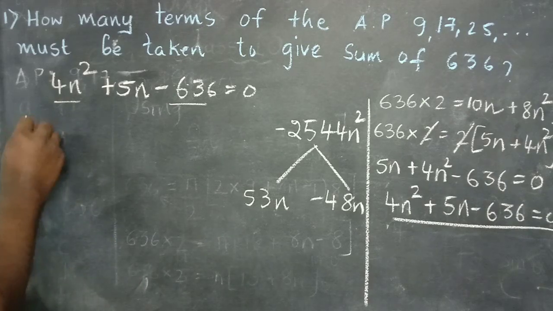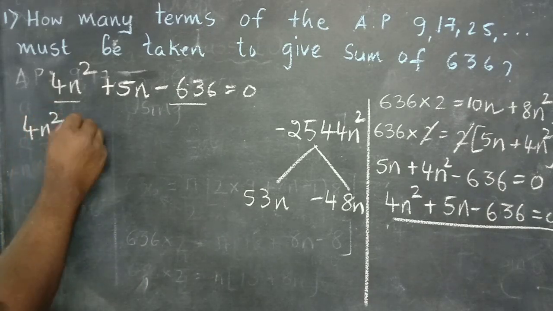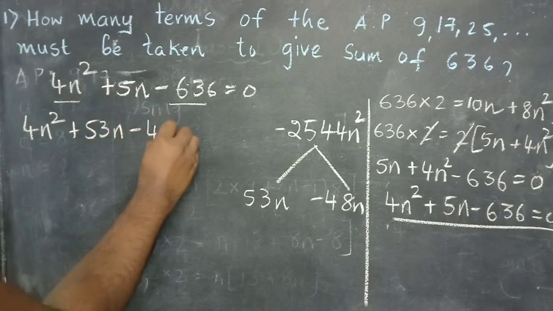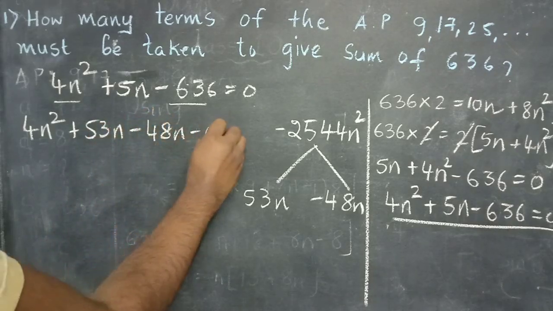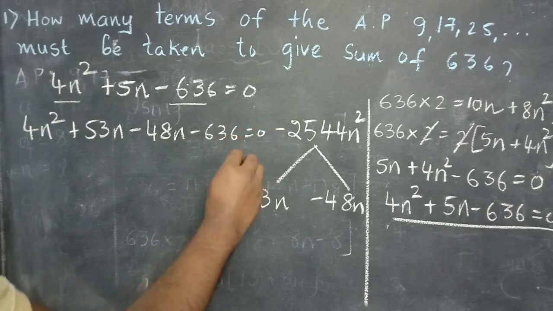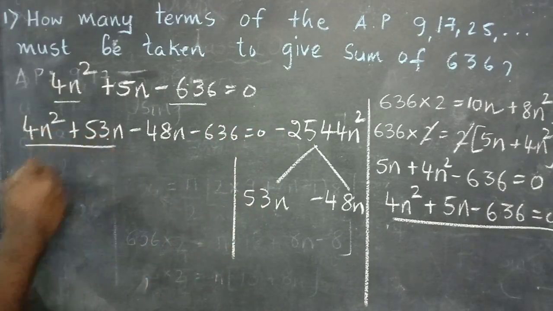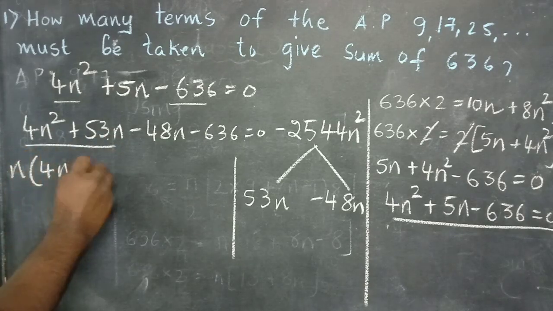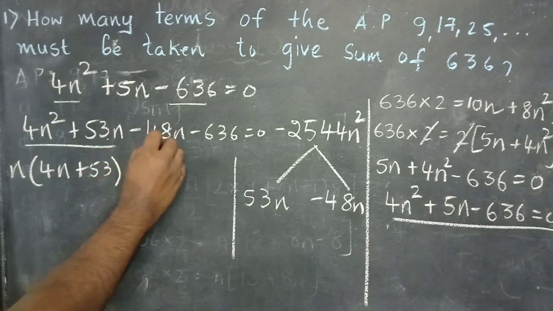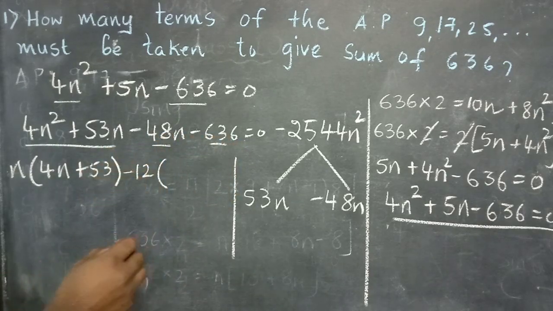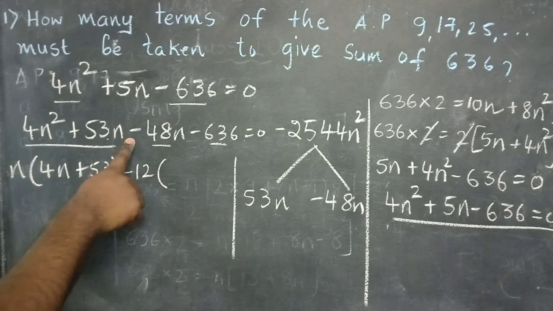Now splitting the middle term, 4n² plus 53n minus 48n minus 636, which is equal to 0. Now what is common here? The common term is n. Take out n. What you get is 4n plus 53. Now what is common here? Minus 12 is common. What you get? 12.